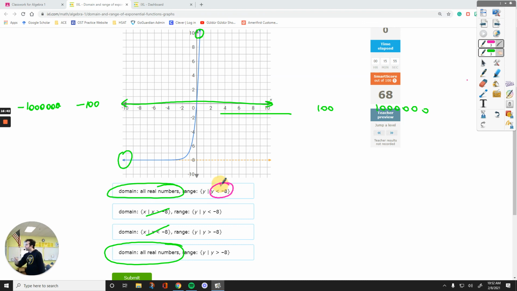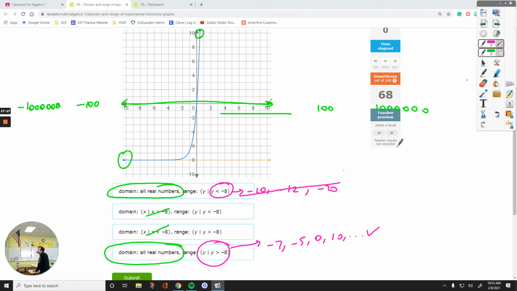This one says y can be less than -8. So this answer tells me that y could be -10, it could be -12 or -20, because all these numbers are less than -8. But that's not the case on the graph. Whereas this option over here tells me that y could be -7. It cannot be equal to -8, that's why there's no equal sign underneath. -5, 0, 10, and so on. All these numbers are right. So that would be my answer. The last one would be my answer with the correct domain and range.